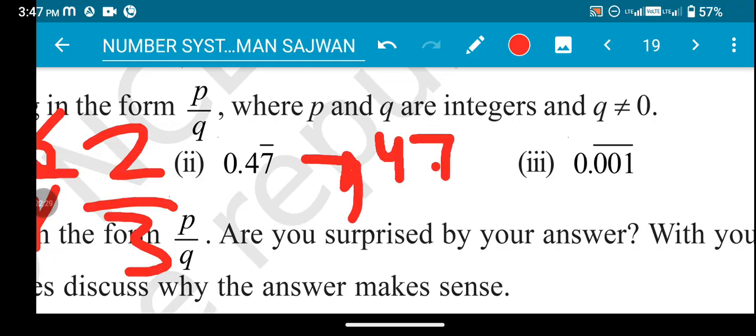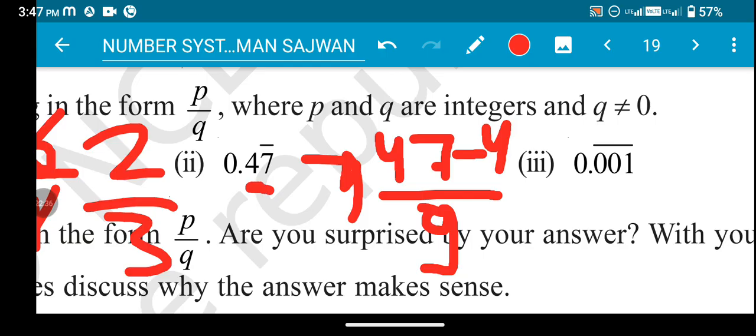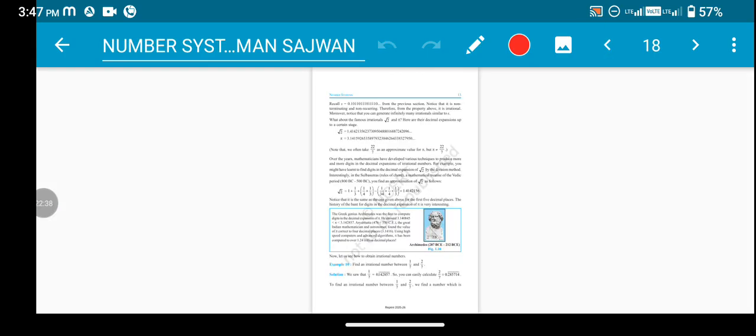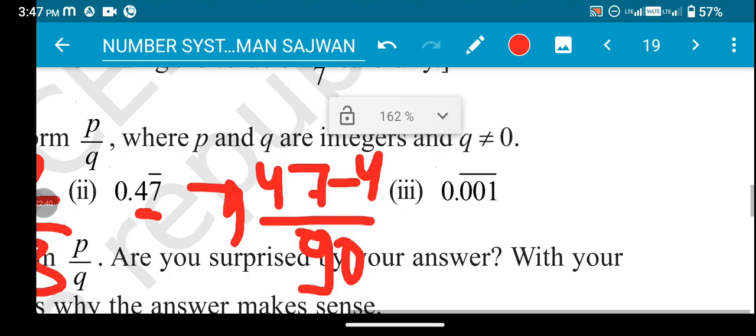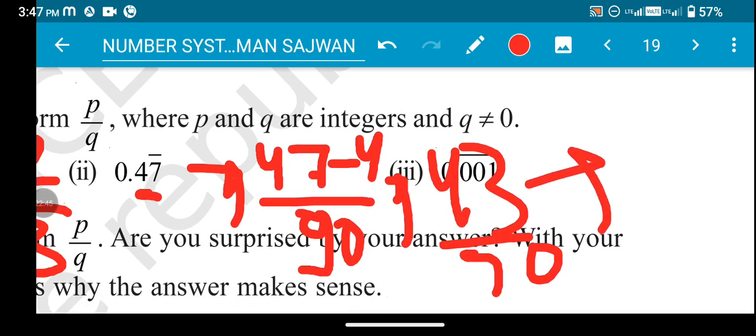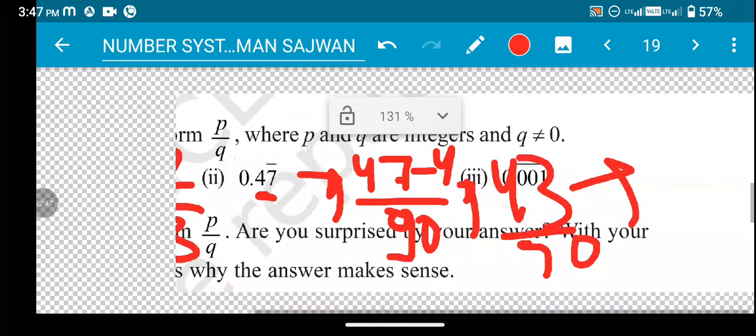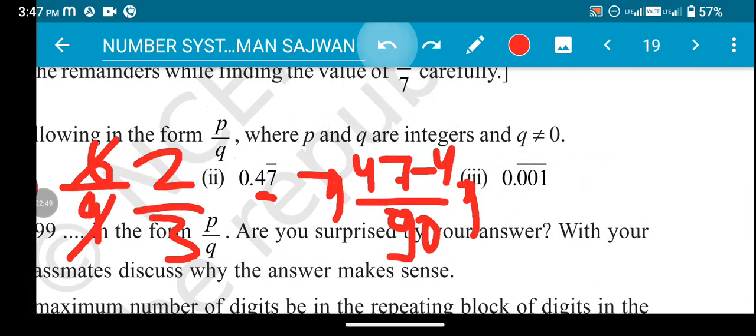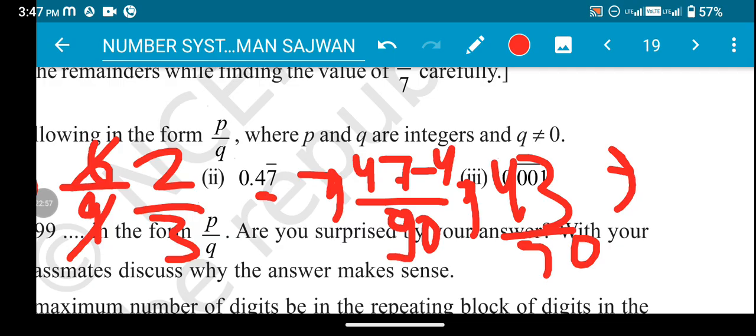47 minus 4 upon 9, and where there is none, 0 will come. Okay, so the answer will be 43 upon 90. This is a trick to solve without the long method. And this one, 0.001 bar, means we can say 1 upon 3 bar times 3 times 999. So this will be the answer.